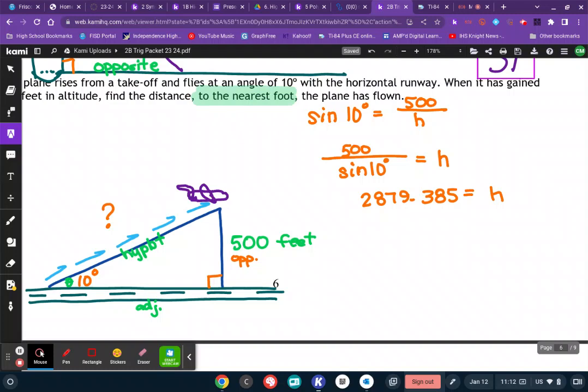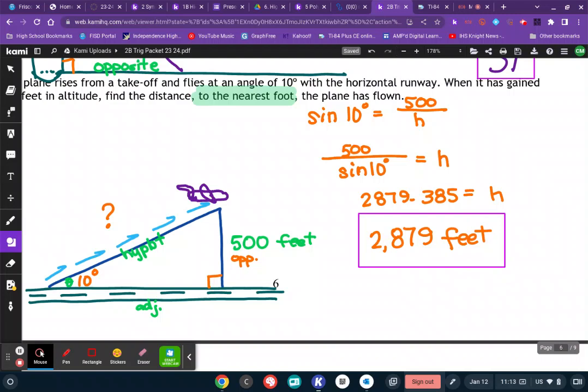So how am I supposed to round here? To the nearest foot would mean to what decimal place? A whole number, right? No decimals, just a whole number. So this one's going to be 2,879 feet. Just like you have to have the degree symbol, you've got to have the units. You have to have feet, or we have to lose a point here or there.